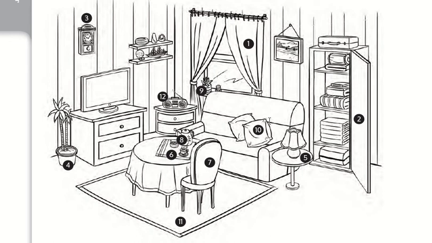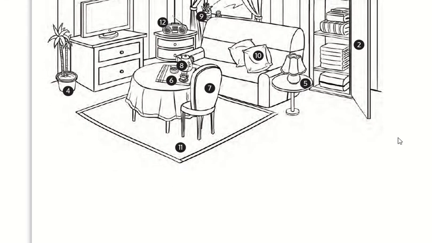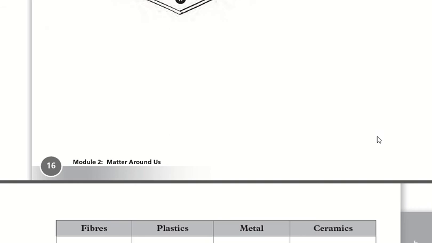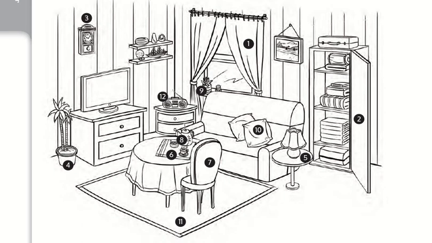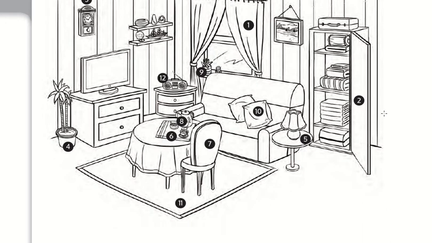So out of these 12 objects over here, you are to classify them based on the materials that are used to make them, either fibers, plastics, metal or ceramic. The first one is your curtain, so this has been classified under fiber. Please pause the video now and fill in your answers in your workbook for the other 11 items. Okay, now once you are done filling up the 12 items, let's take a look and check our answer.